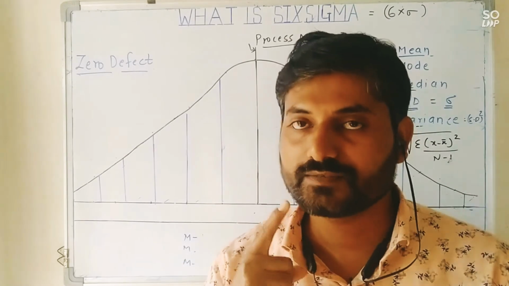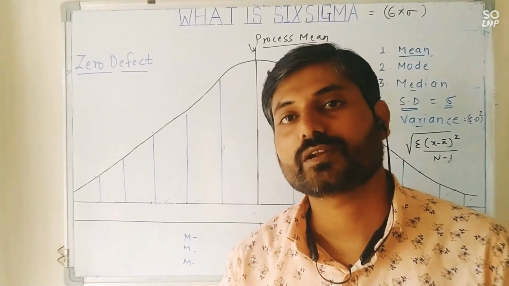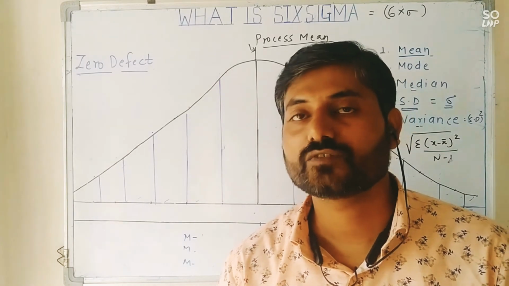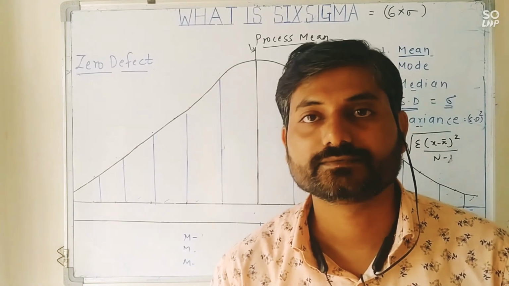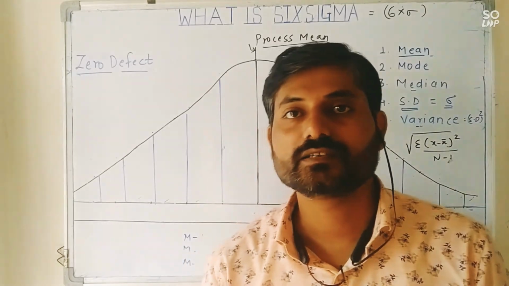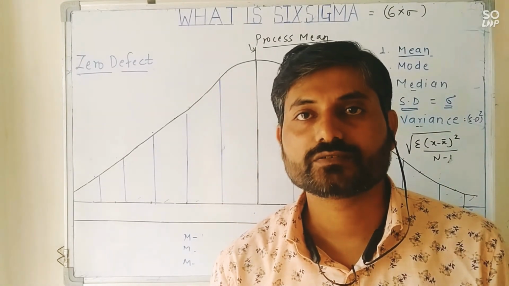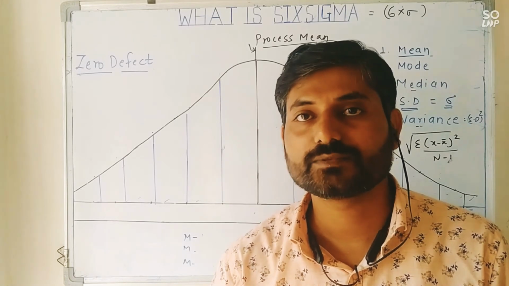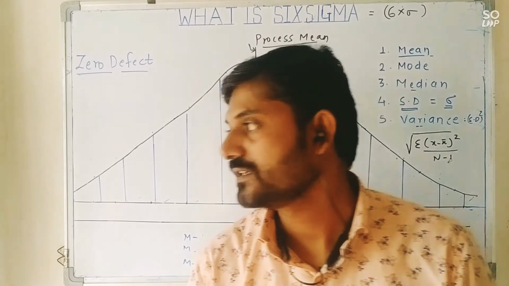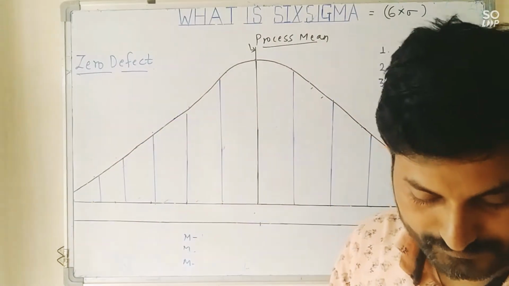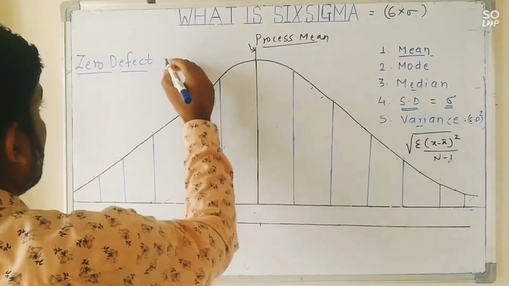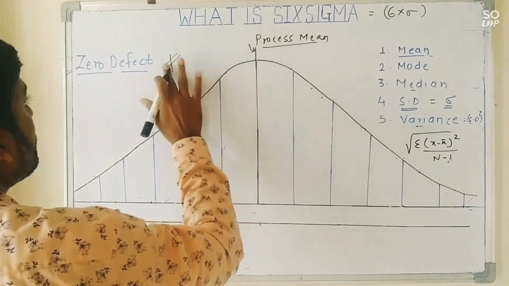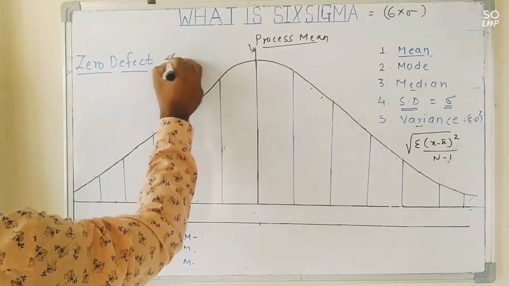If we are manufacturing 100, 1000, 10,000, 10 lakh components, can you give surety that all components will get accepted? Not possible, right? We cannot achieve zero defect. Why can we not achieve zero defect?